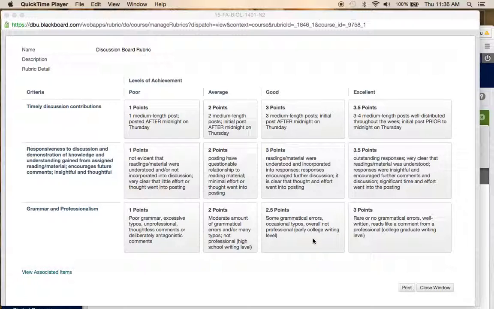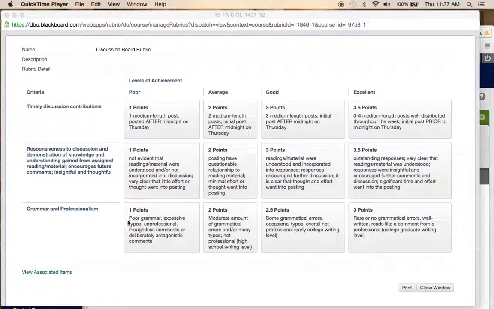The good category is kind of the next level down. You might have some grammatical errors, maybe some typos, but overall it's just not professional. I would call this early college writing level. So basically maybe a freshman, sophomore in college, you're starting to get the hang of it, but you're not to the professional level yet. Under average, this level is what I would call high school writing level. So there's a moderate amount of grammatical errors, there may be some typos, and it's not very professional.